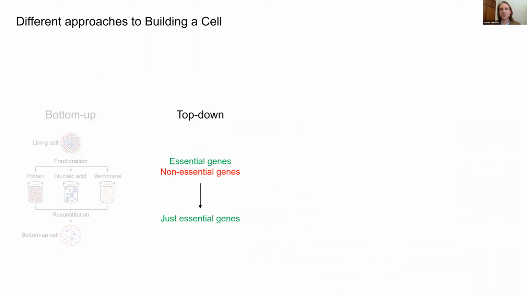Another major class of approaches to building a cell is the top-down approach. So in this case, starting from a living cell, one attempts to eliminate as many genes as possible that are not required for growth in a controlled laboratory environment, resulting in a cell that has just a minimal gene set.